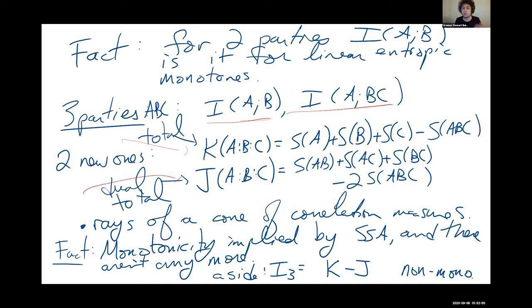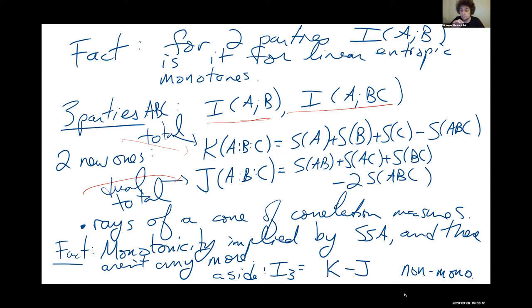together with just mutual informations between any pairs of groups of parties, give rise to a cone of correlation measures that are both linear combinations of entropies and are monotonic under local processing.